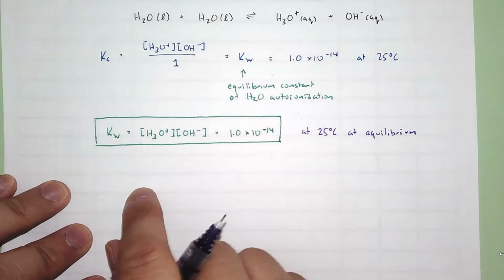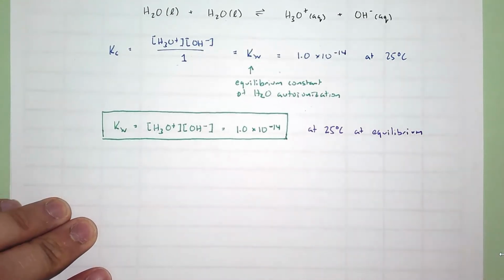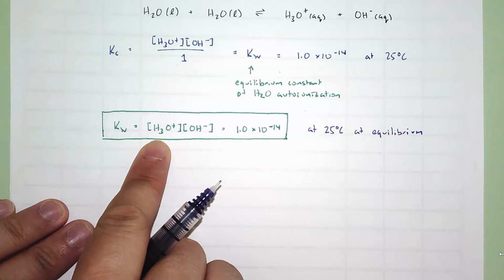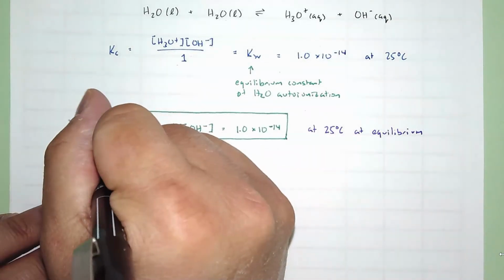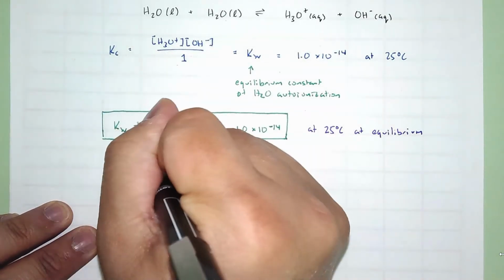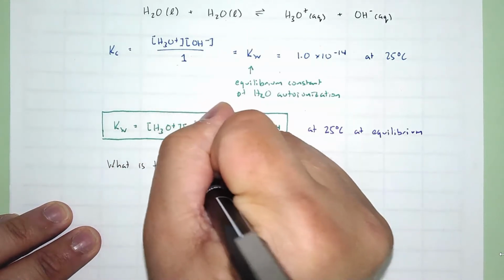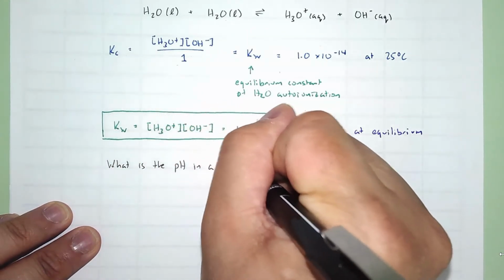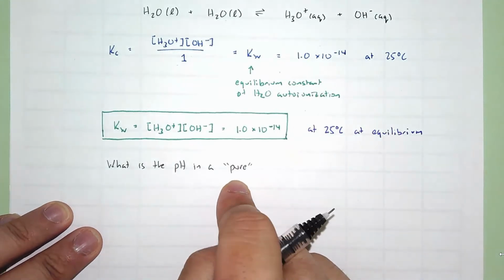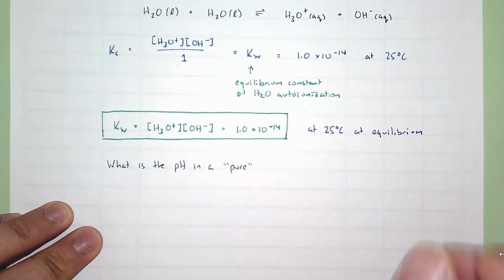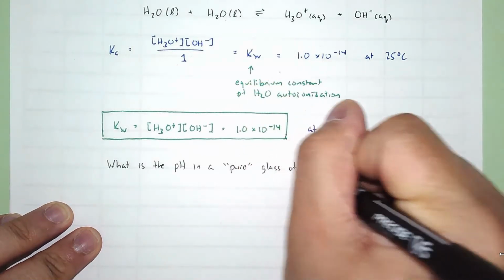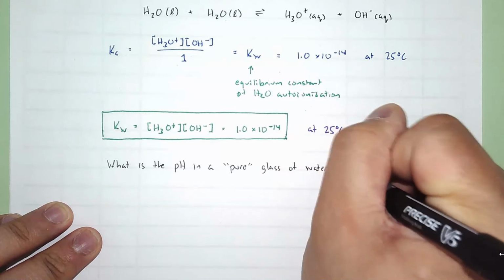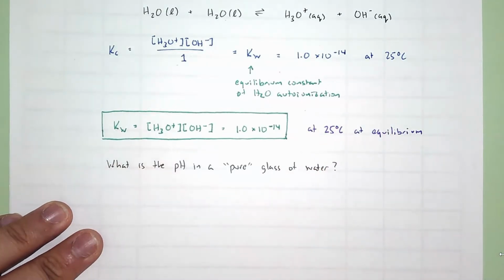So, what can we do with this equation? Well, we know that we could get pH from the hydronium concentration. So in a glass of water, what is that pH? That's a question that we could be able to answer. What is the pH in a pure glass of water? Now, pure doesn't mean only water molecules. I mean pure meaning that there's no added acid or added base. What is the pH in a pure glass of water? And we have that to work with.